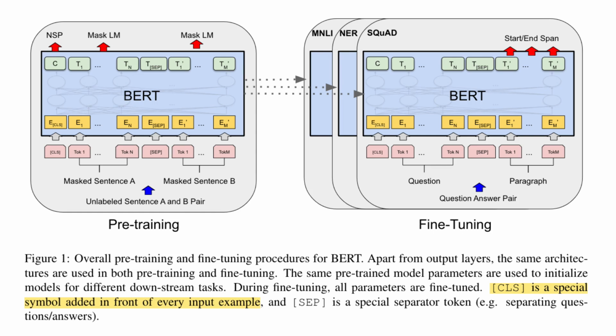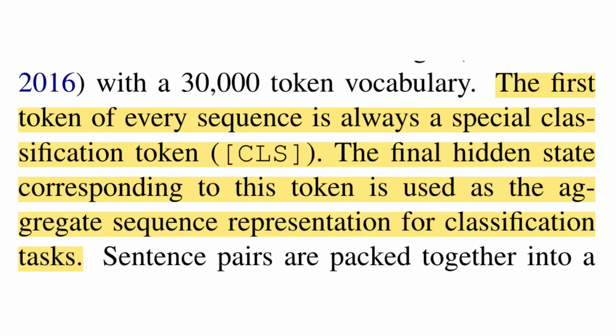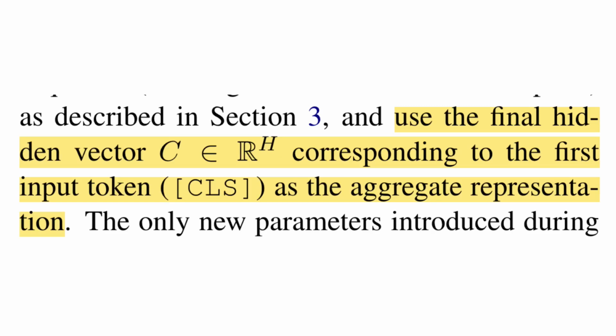A quick aside on the CLS token, with some screenshots from the original BERT paper. CLS is a special symbol added in front of every input example. The first token of every sequence is always a special classification token, CLS. The final hidden state corresponding to this token is used as the aggregate. And this final hidden vector corresponding to the first input token is the aggregate representation. So CLS represents the aggregate of the entire sequence.